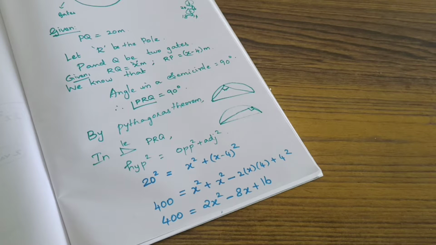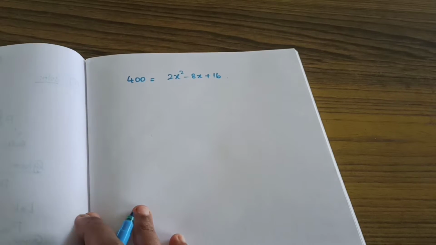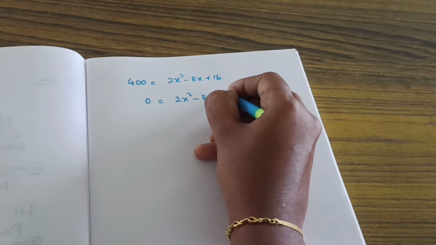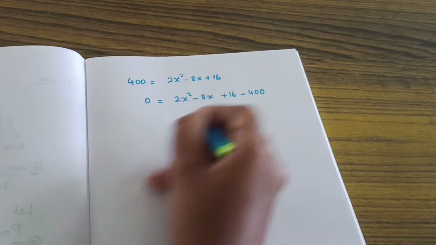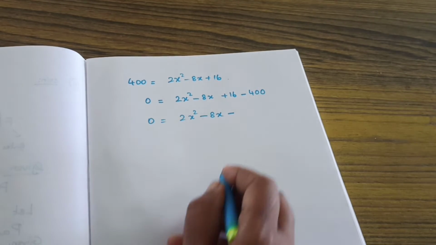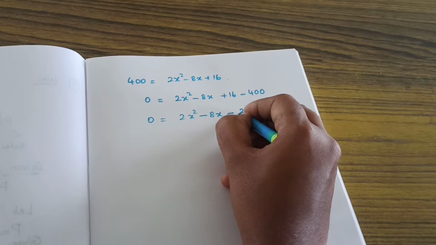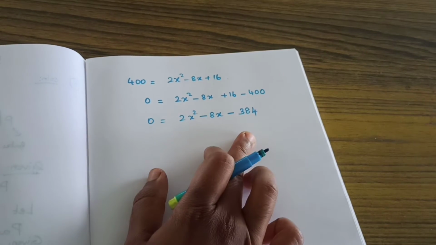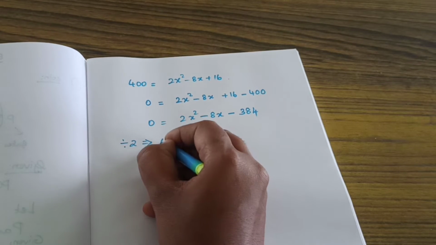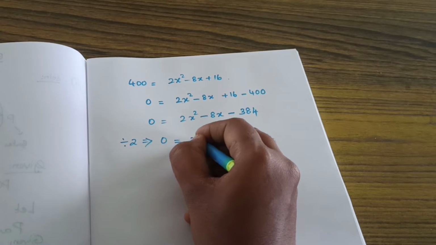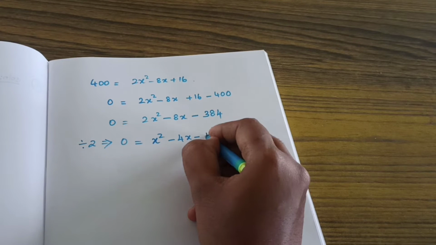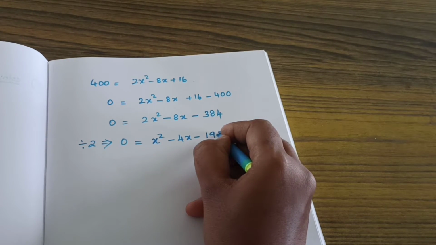Now take all the terms to one side. Then 0 is equal to 2x square minus 8x plus 16 minus 400. So 0 is equal to 2x square minus 8x minus 384. Now divide all the numbers by 2. It is possible, no? So dividing by 2, 0 by 2 is 0, 2 by 2 is 1, 8 by 2 is 4, 384 by 2 is 192. Correct?